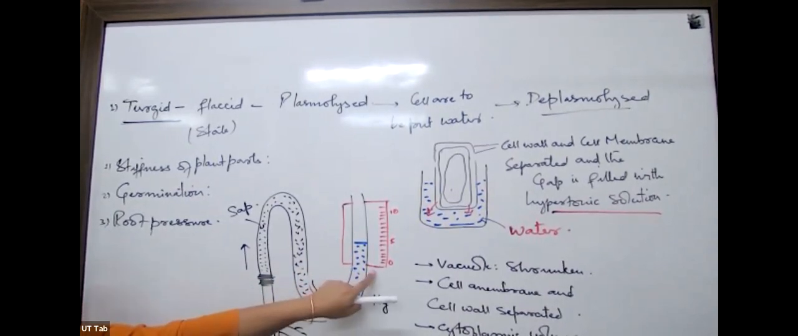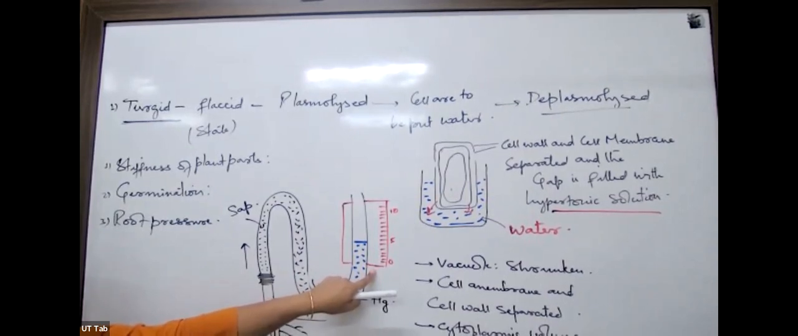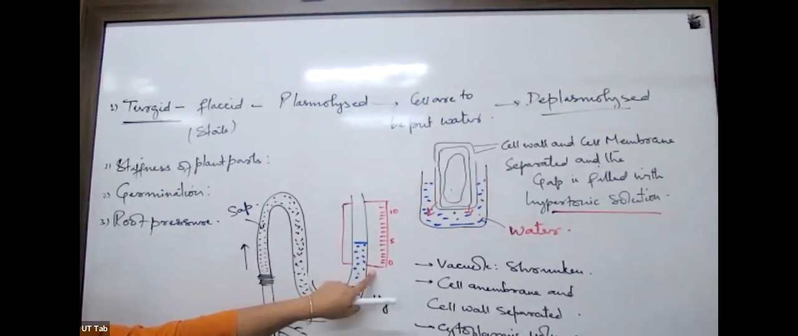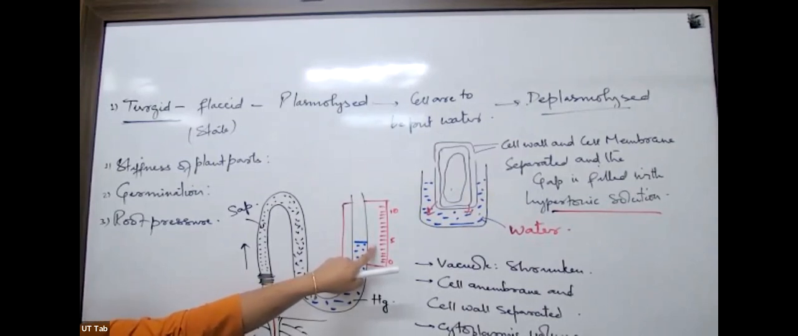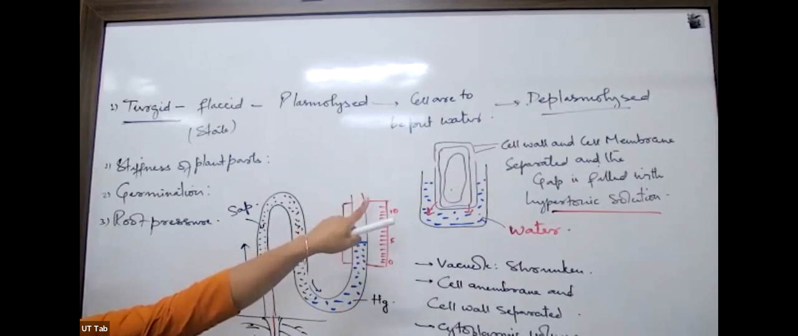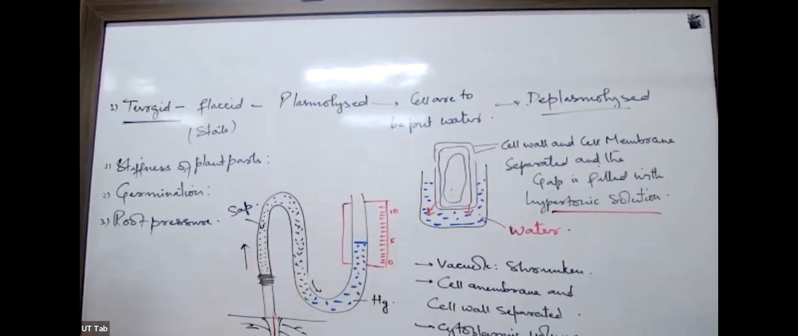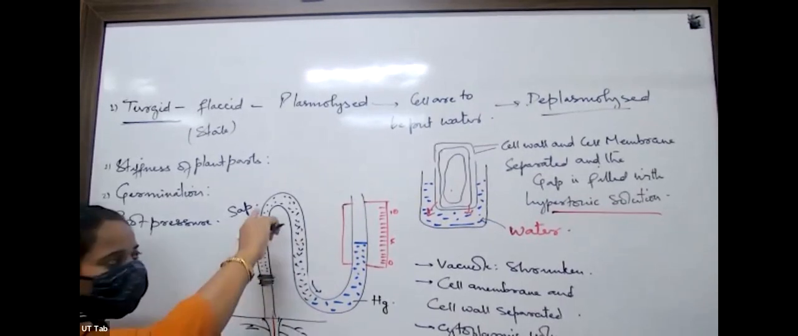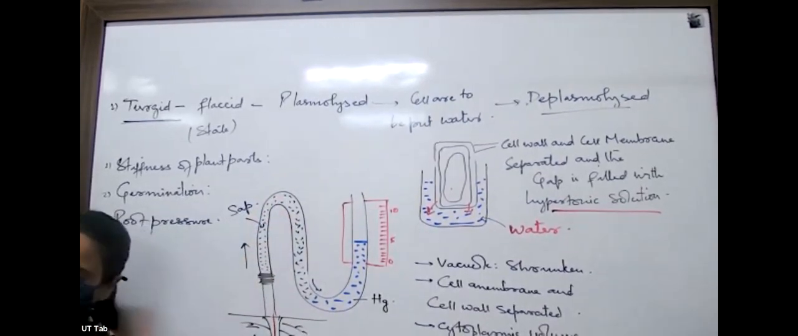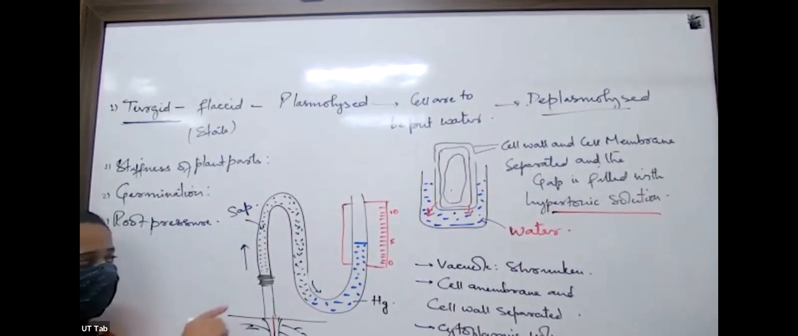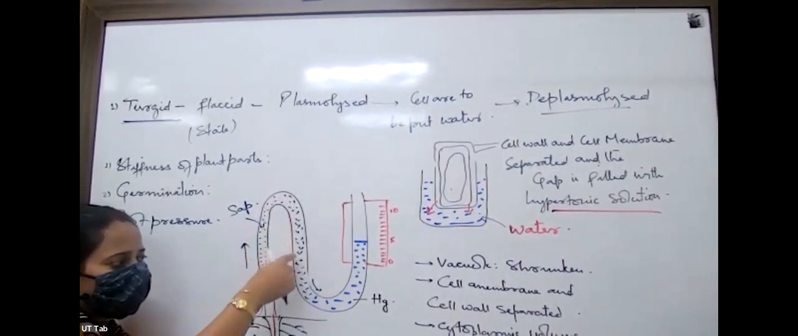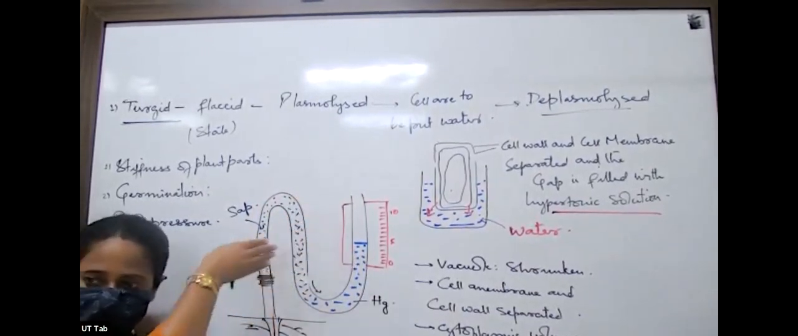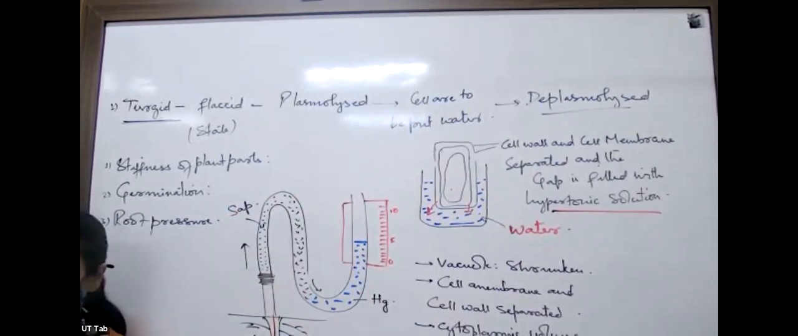Initially, it must have reached the 0. And then we waited for another 1 hour, and we got to see that now it has reached the 5 mark. Wait for another maybe 1 hour, and it reaches the 10 mark. So what is happening? The rise in the level of the mercury indicates the amount of the sap released from the stem. Whatever is the amount of the sap released from the stem, that is only going to push the mercury, and the mercury level goes up.